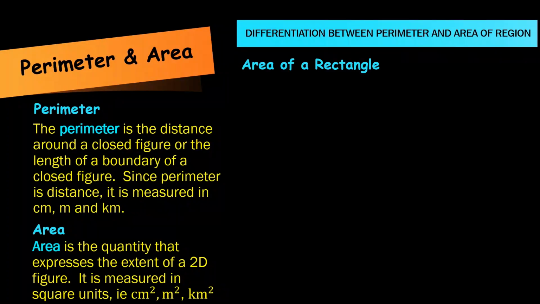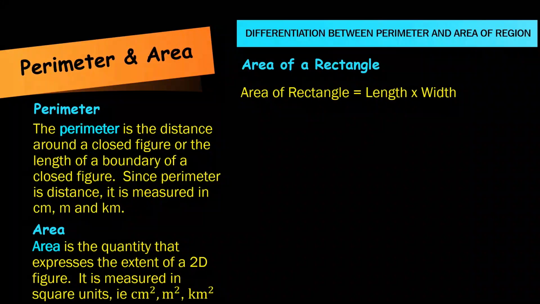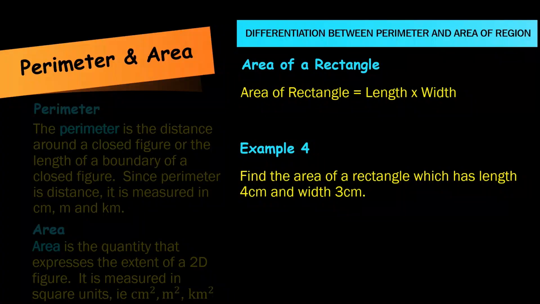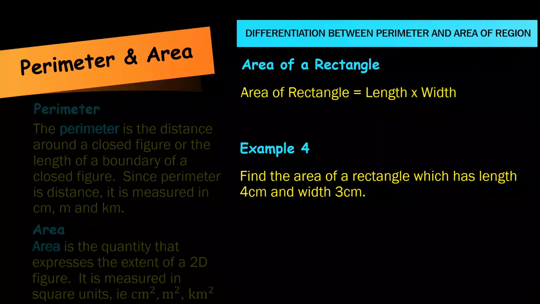Now let's take a look at the area of a rectangle. The area of a rectangle is equal to the length times the width. Let's apply this formula to an example. Pause the video and have a go. Press play when you're ready to view the solution.